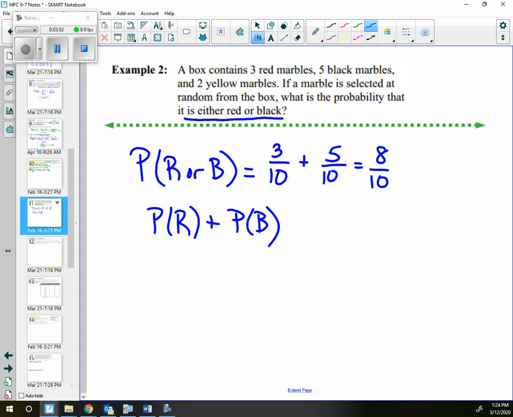Well, no, the marble's either red or it's black. There's no swirl of red and black or something. So we don't have to worry about this. These are mutually exclusive. And remember, we can always reduce. So we can write that as 4/5. We could write it as 0.8, or we could write that as 80%. So that's really what we're looking for. Is it exclusive or inclusive?